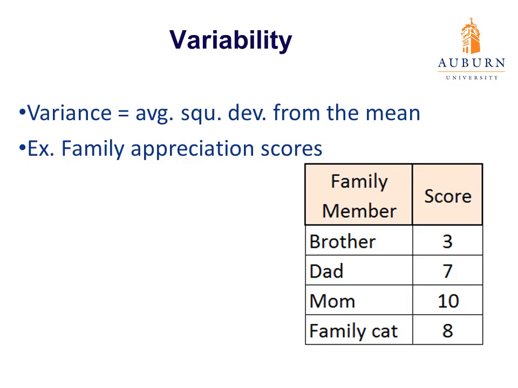We ask him about his dad. His dad gets a 7, his mom gets a 10, and the family cat gets an 8. And so we have 4 observations here. We have 4 values that represent Timmy's appreciation for his family.